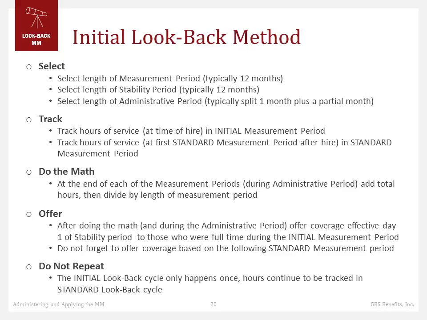The selection is very similar to the standard. You're going to select the length of your measurement period, which is typically 12 months. We're going to select the length of the stability period, which is typically 12 months, and we're going to select the length of the administrative period, which is typically split to 1 month plus a partial month, but you have the option of not having a split. And again, we talk about that in measurement method seminar part 1.